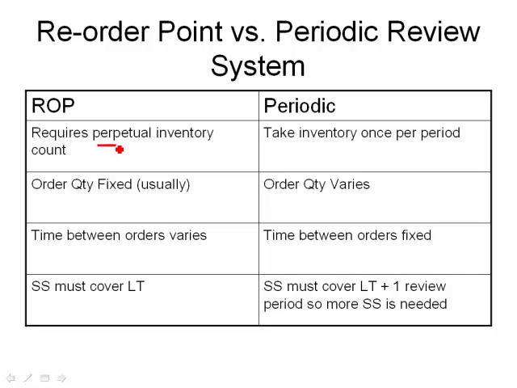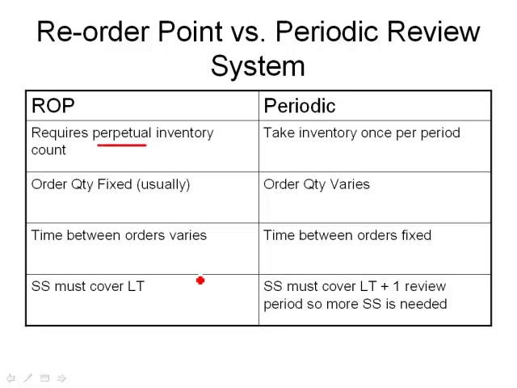So a reorder point system requires a perpetual count of inventory. Every time we sell a unit or use a unit, we've got to have a system that's capable of recognizing that and subtracting it from our previous balance on hand to get our new balance on hand. That can be kind of an intense thing, a costly thing. It can be a difficult thing to keep accurate. So in some ways, a periodic review system from that standpoint makes life a little bit simpler.